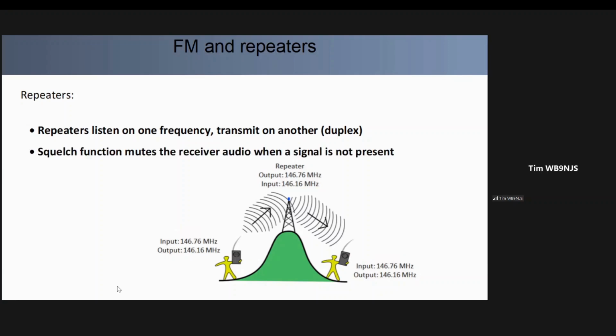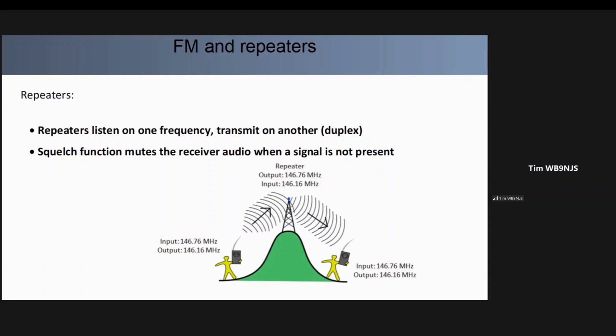So all repeaters are going to have some kind of squelch circuit. What's the purpose of a squelch? Well, a squelch function is to mute the receiver audio when a signal is not present. That's a question pool answer. What does that mean? That means if there's nothing but noise, the receiver doesn't pass it on and nothing comes through. It's silent.